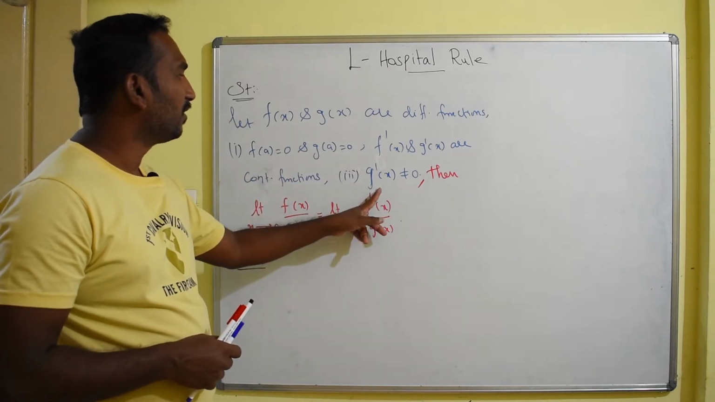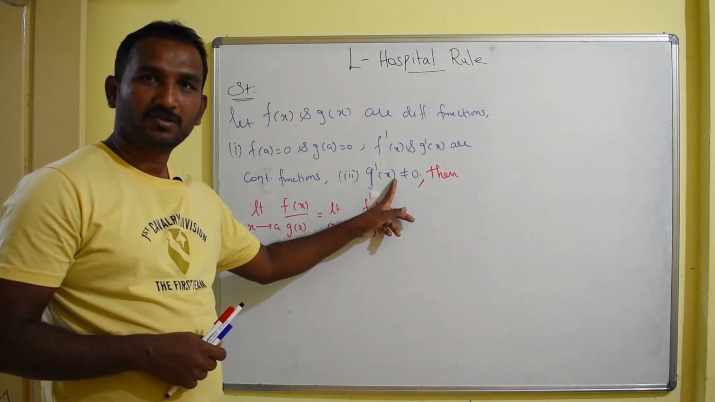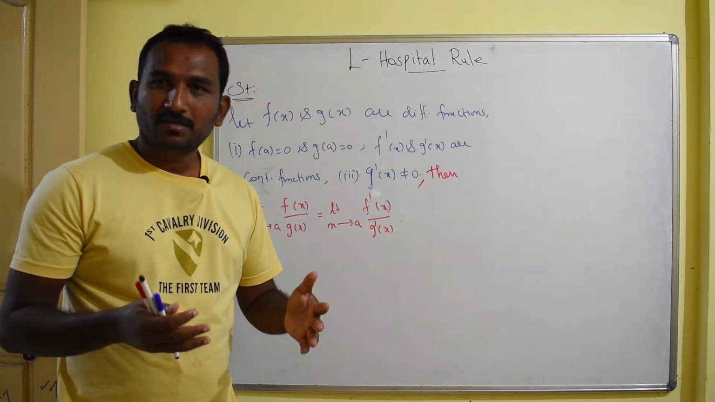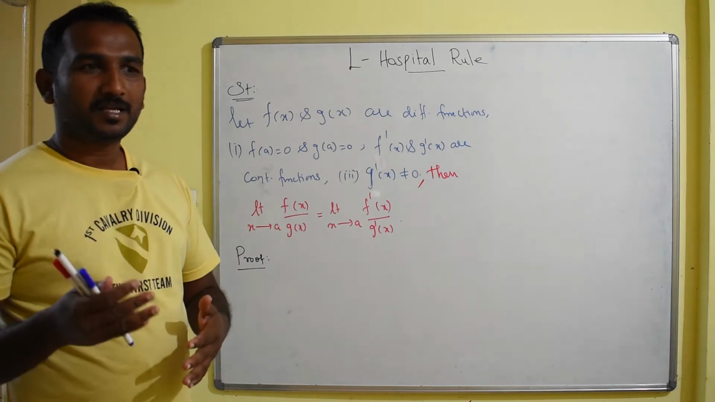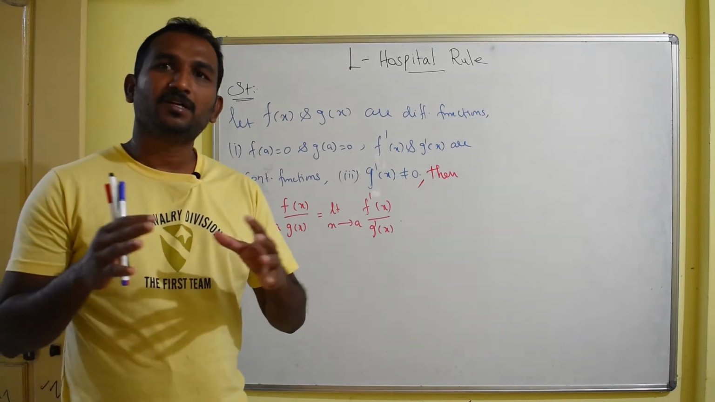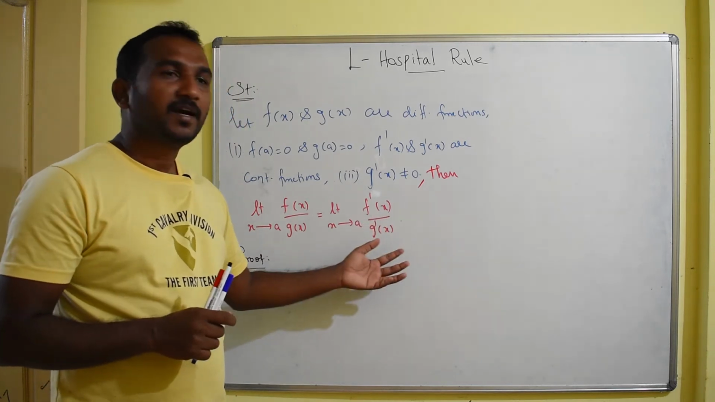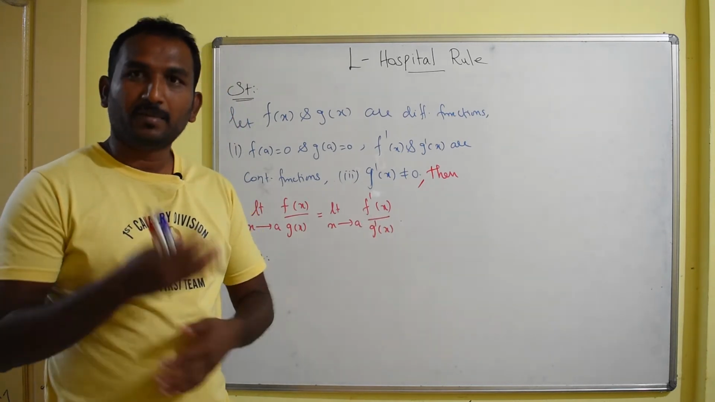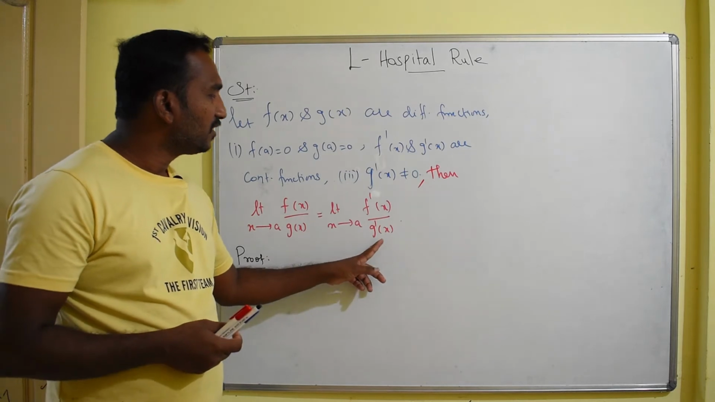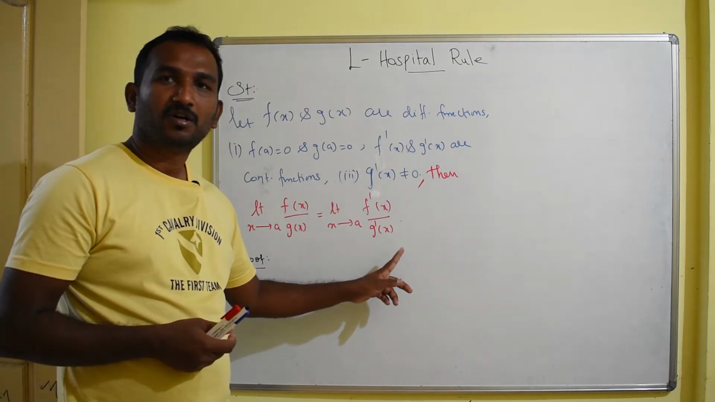So that's the reason why I consider f of a equal to 0 and g of a equal to 0. And third one, important one, g dash of x should not be equal to 0. Why should it not be equal to 0? Because after applying L'Hospital rule, finally we are going to get the finite value. So if it is equal to 0, then the final value you will get is 0, I mean infinity. So that's the reason why this g dash of x should not be equal to 0.